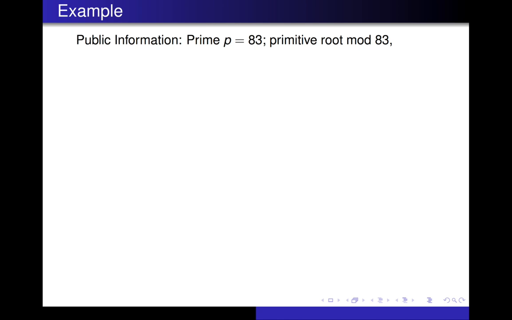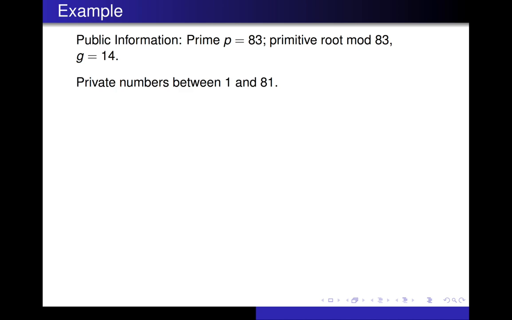We put in primitive root mod 83. It spits out a whole bunch of them. We pick one. I'm picking 14. That's going to be my primitive root. And so that's essentially the public information, information that Alice and Bob agree to.